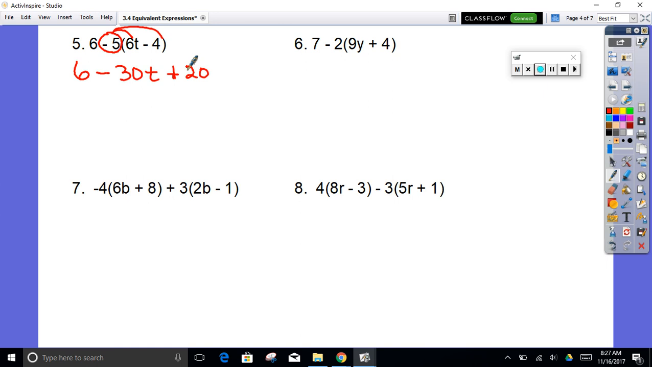Okay, now combine like terms for me, Grace. You can combine 6 and 20 and get 26 minus 30t. Good.